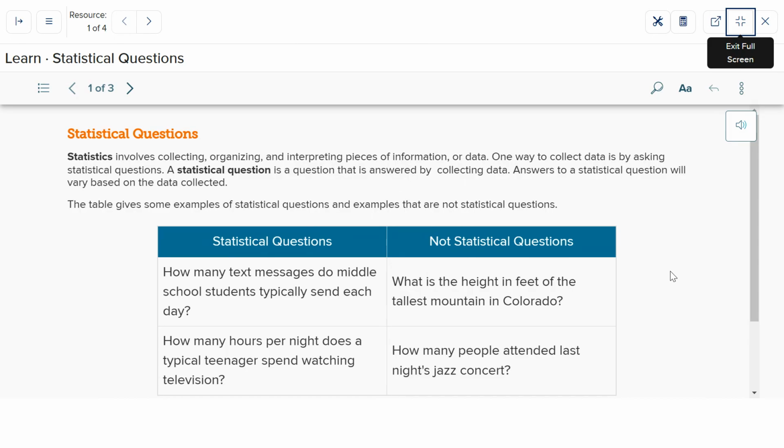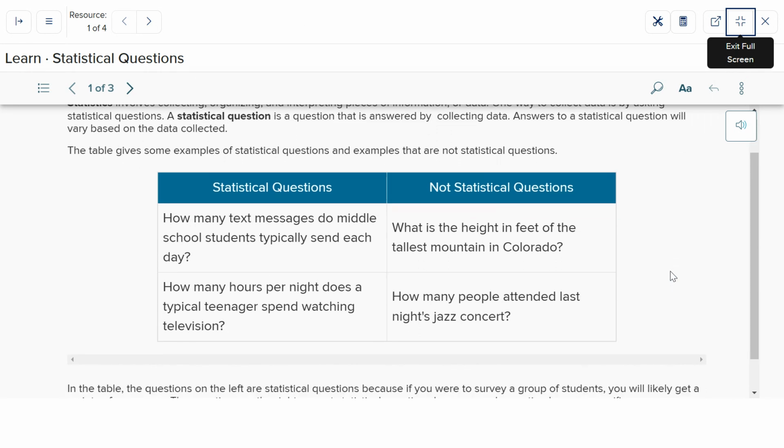Statistics involves collecting, organizing, and interpreting pieces of information or data. One way to collect data is by asking statistical questions. A statistical question is a question that is answered by collecting data. Answers to a statistical question will vary based on the data collected. So basically, if you're asking a statistical question, then you're going to be able to answer that by collecting data. Or if you are collecting data in order to answer a question, you probably are answering a statistical question.